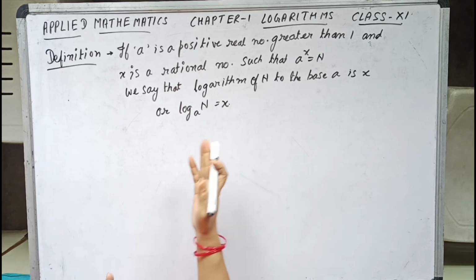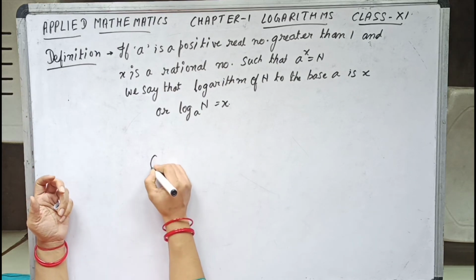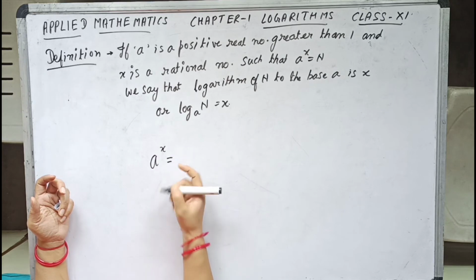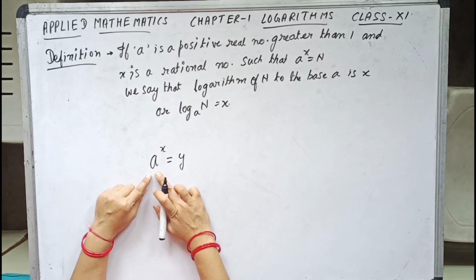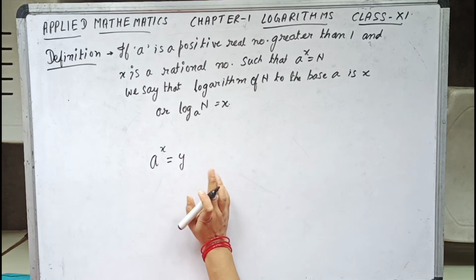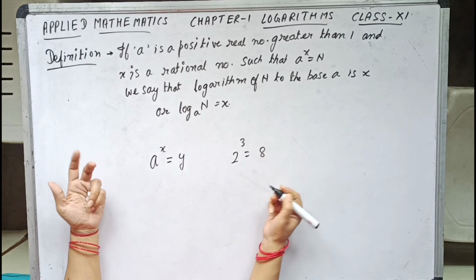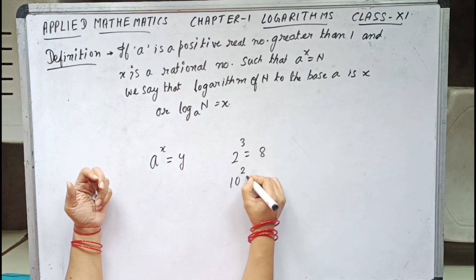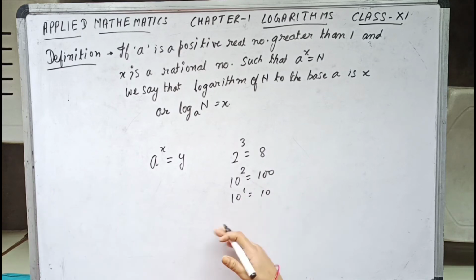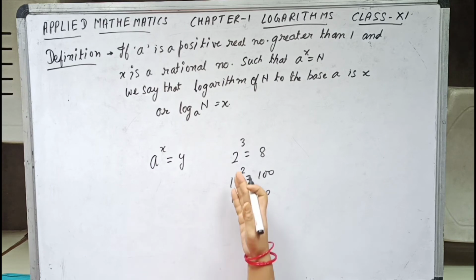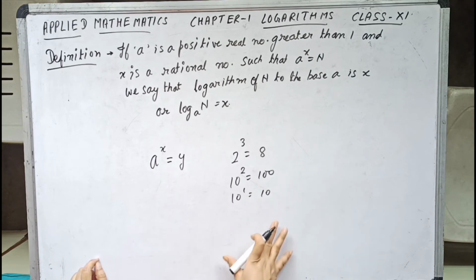Before knowing the definition which I have written on the board, let us first understand the thing which we are knowing. Suppose a power x is equal to y. It is given over here. Means a real number to the power of a variable equals, suppose, y. Suppose 2 power 3 is equal to 8. This you are knowing. 10 power 2 equals 100. 10 power 1 equals 10. These are all exponents you are knowing. If I write 2 power 3, 2 into 2 into 2 equals 8, and so on.